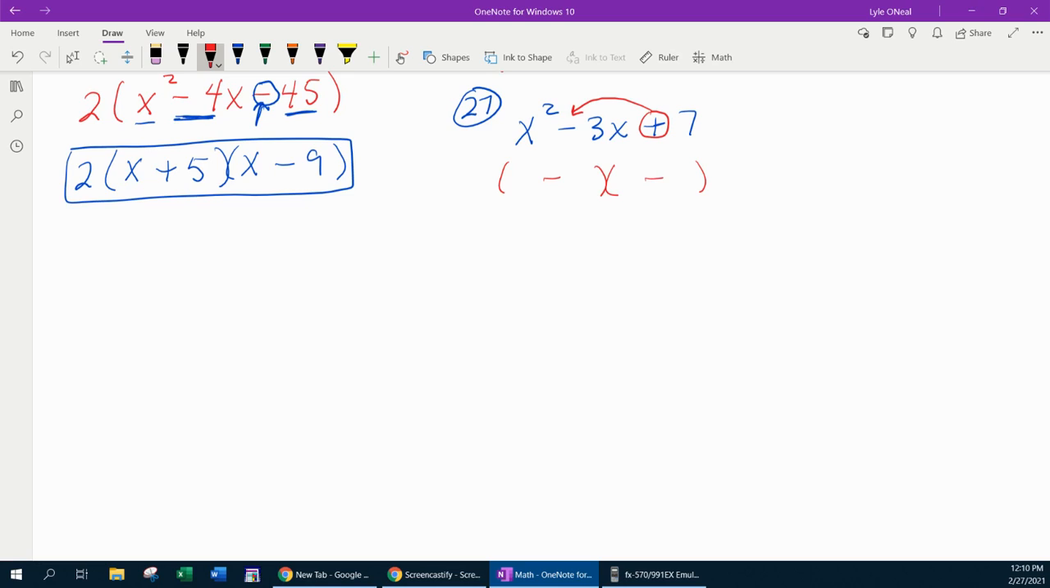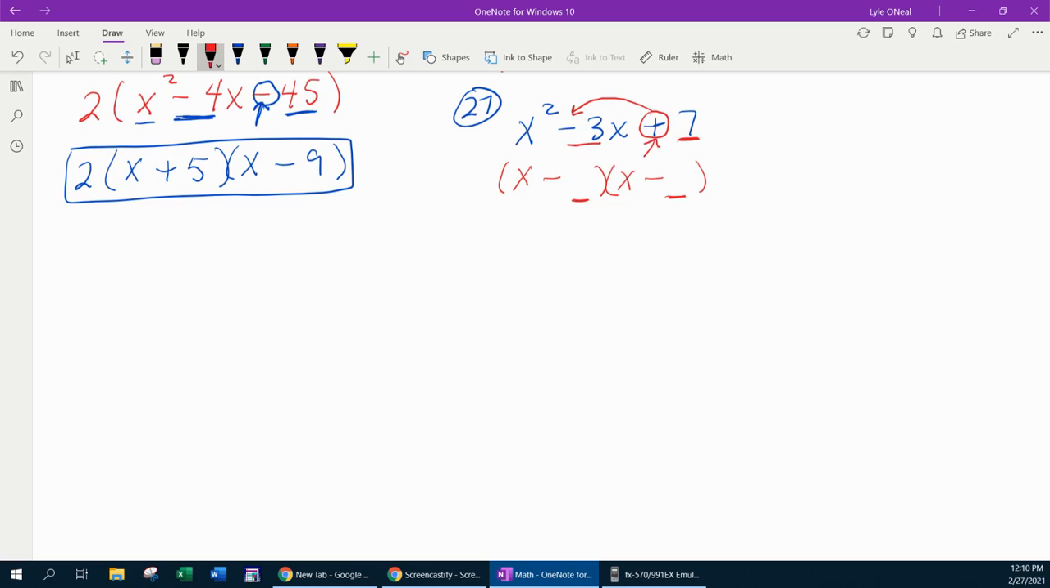So they're both minus signs, and fill in the blanks. X and x make x squared. And now for the fun part. I've got to have two numbers that multiply to make 7 and add to make 3.